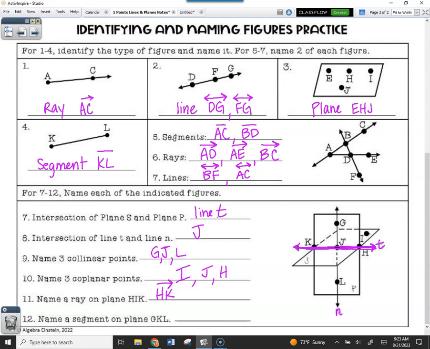Name a segment on plane GKL. That would be that vertical plane. They're saying name a segment. You just have that line going through it right there. You could say GJ.